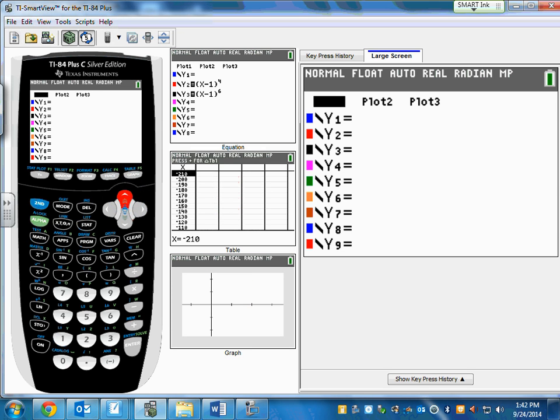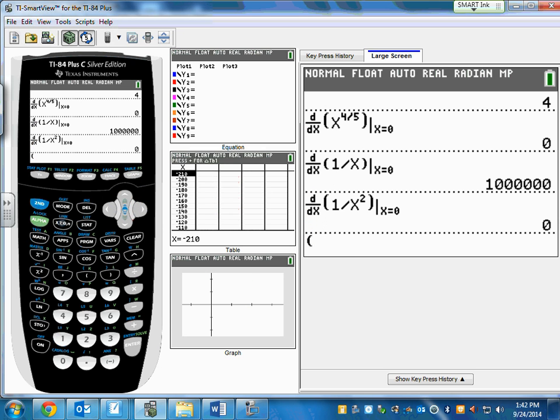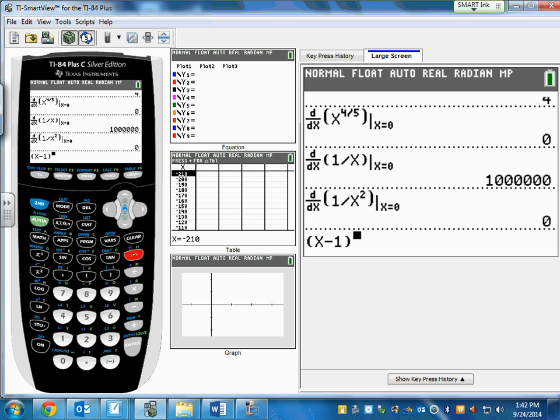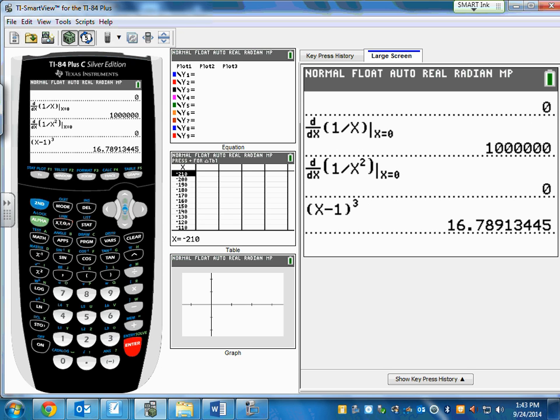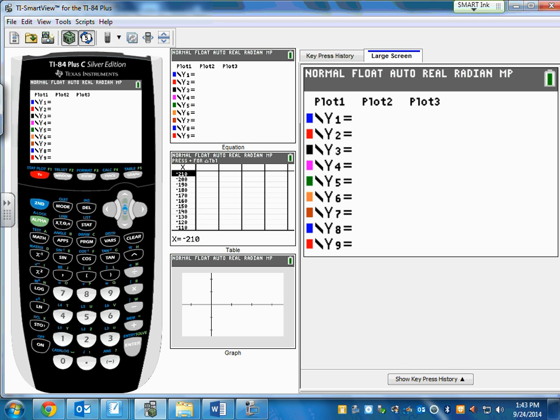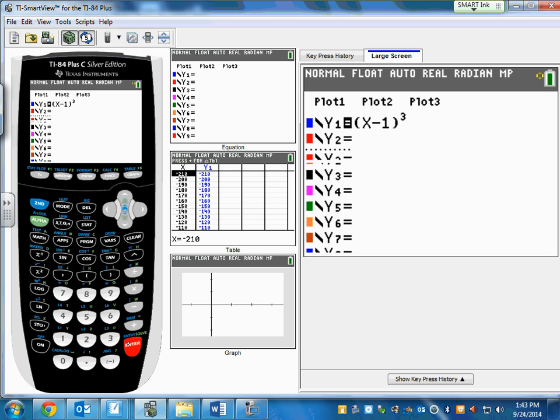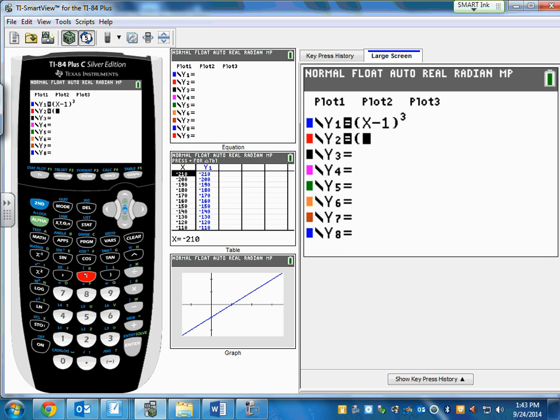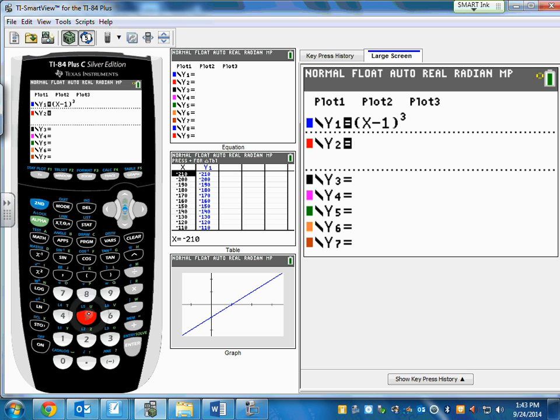So what if I do the same thing, but let's do x minus 1 to the third? And then let's do x minus 1 to the fifth.